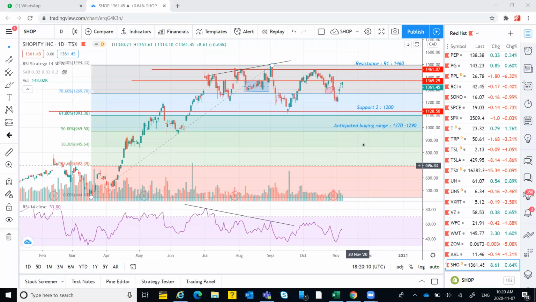So I would say this can be one of the good stocks to have on your watch list, and you may consider buying this stock for a gain of $100. If you enter at 1350, it will be around an 8% gain within, I would say, a week and a half.